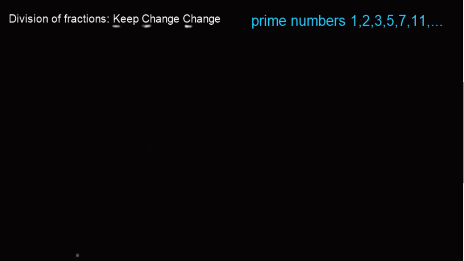Let's look at division of fractions. We're going to use the keep, change method, and look at the following example. 5 over 8 divided by 20 over 12. So we're going to keep this one. We're going to change the sign. We're going to change this number by flipping it, doing the reciprocal.